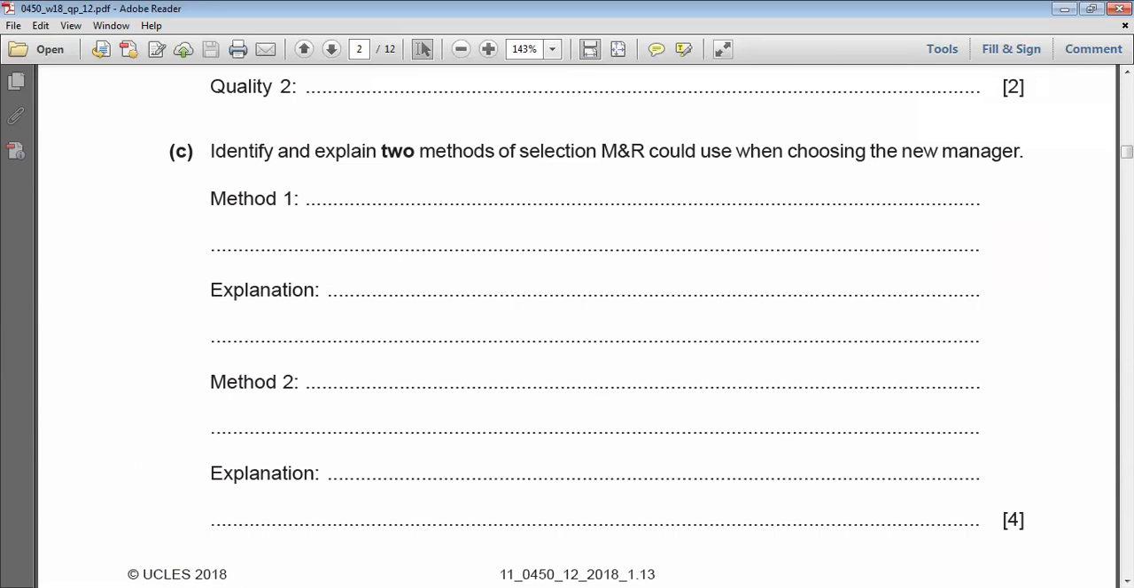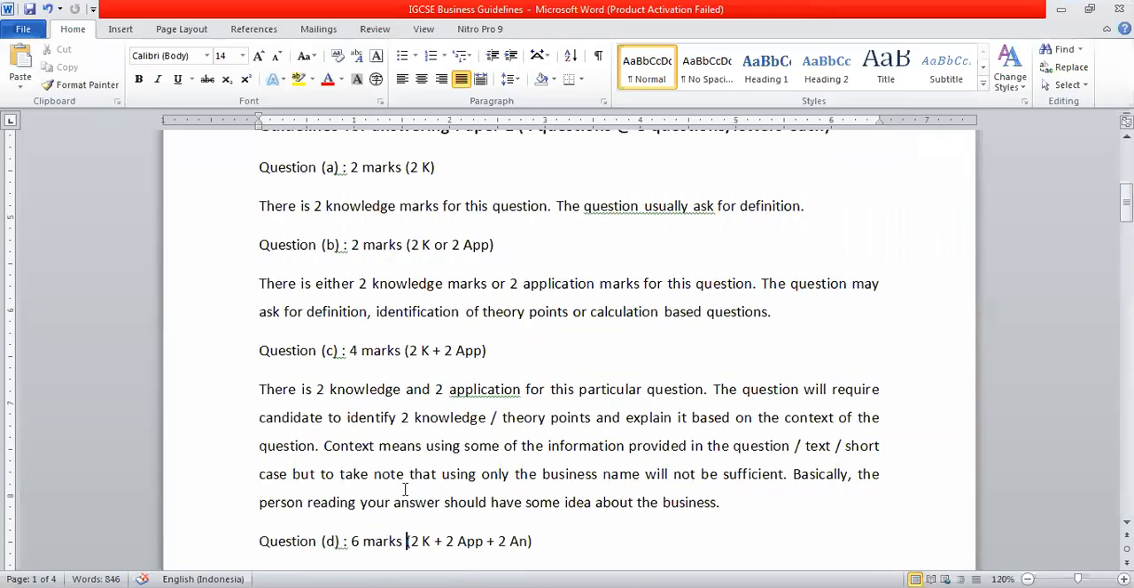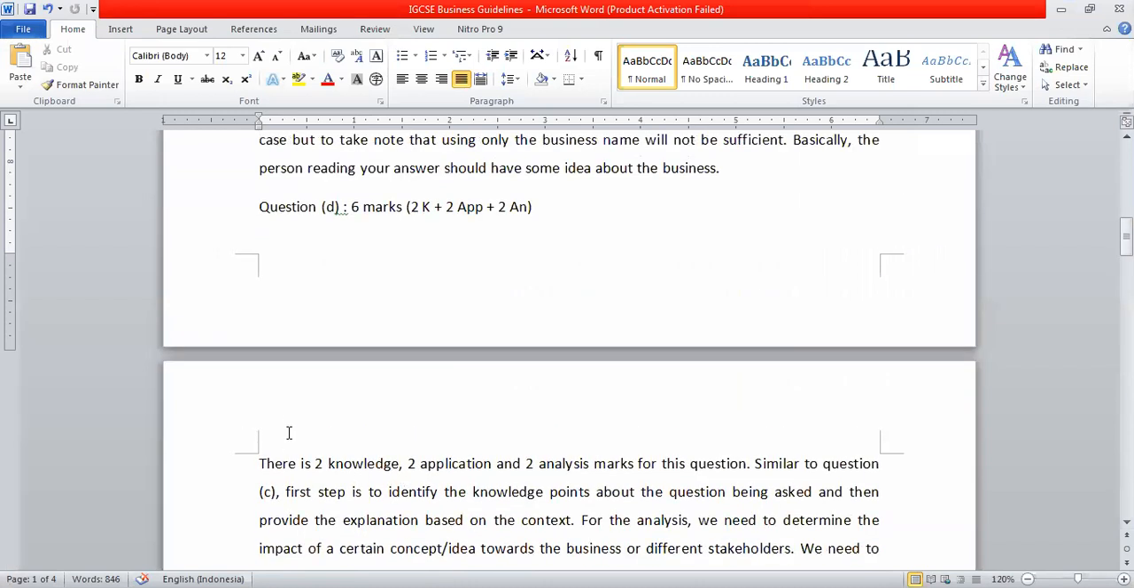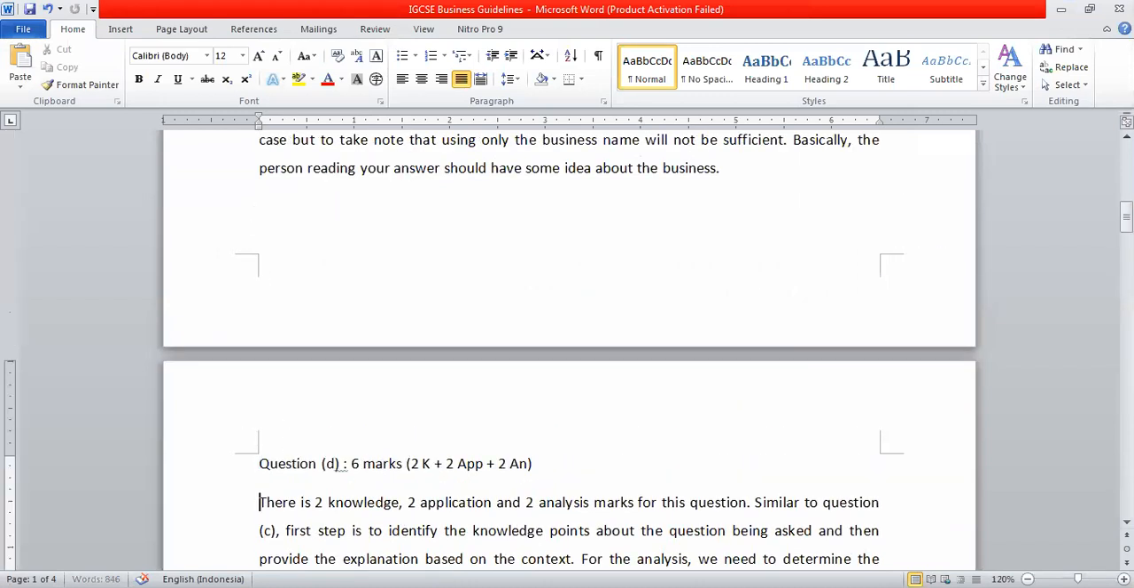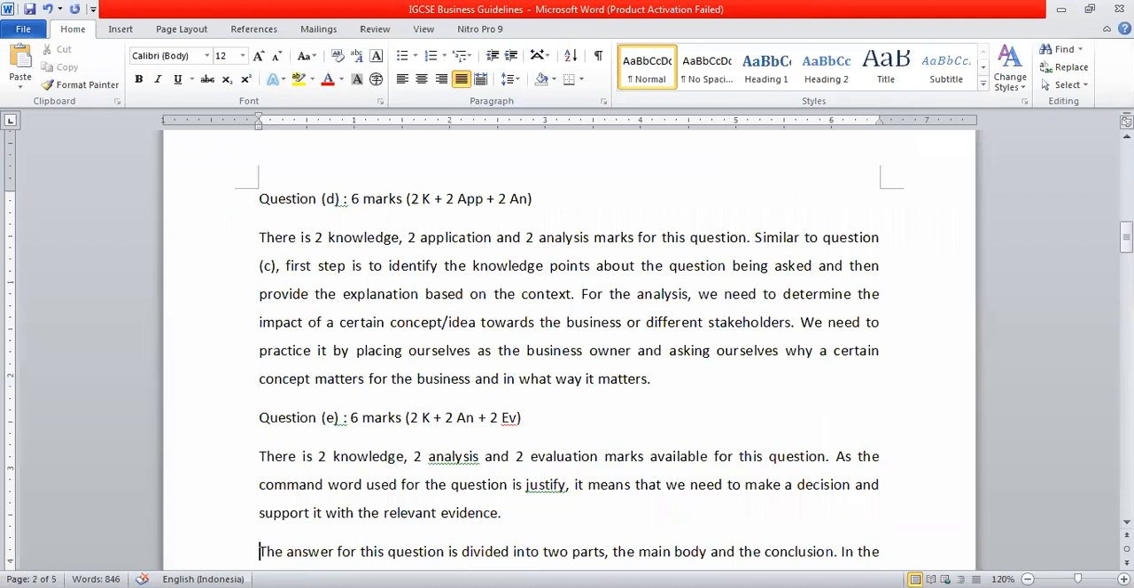Now we go back to the other file. Now question D is where it is going to be difficult because it has more marks, 6 marks. 6 marks consisting of 2K plus 2APP plus 2AN. Basically, there are 2 knowledge, 2 application, and 2 analysis for this question. Total of 6 marks, 2 plus 2 plus 2. It's similar to question C.